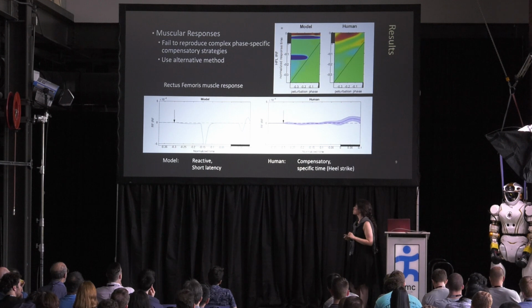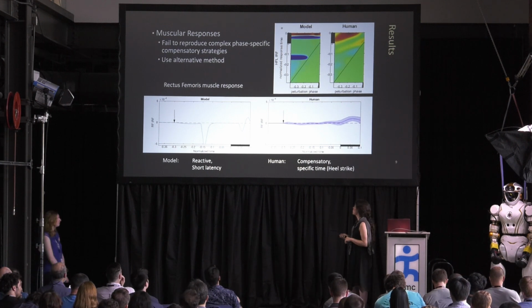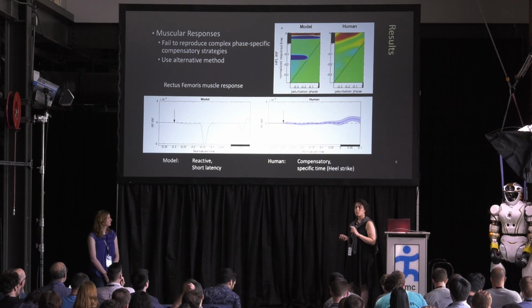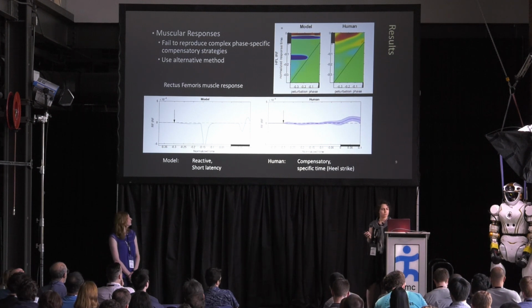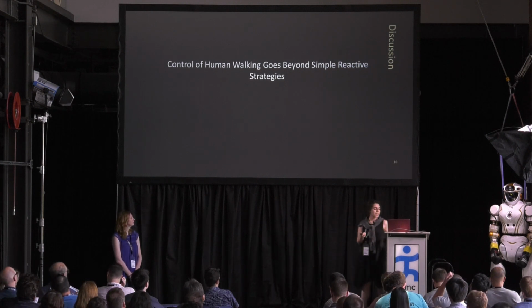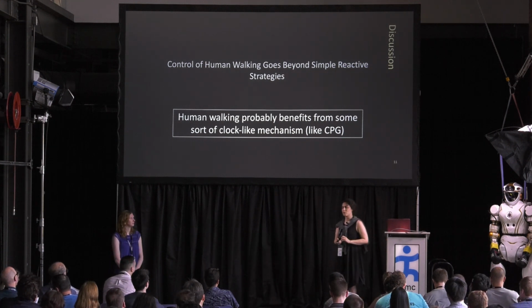The only other substantial muscular responses that we could find were for rectus femoris, which the model didn't mimic, but their model doesn't really have rectus femoris, so they have just a lump of hip flexor, so don't worry about that part. Your takeaway should be that control of human walking goes beyond simple reactive strategies, and maybe we take advantage of some sort of clock that regulates walking.